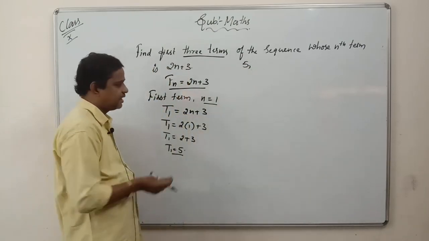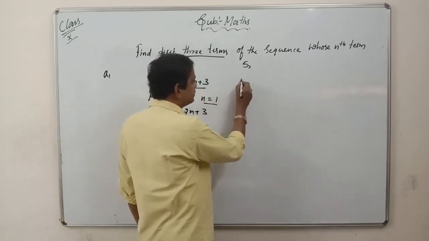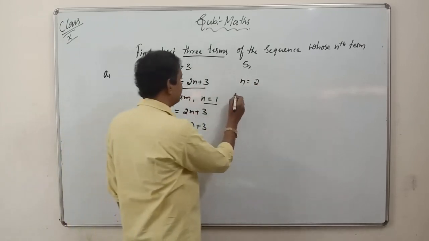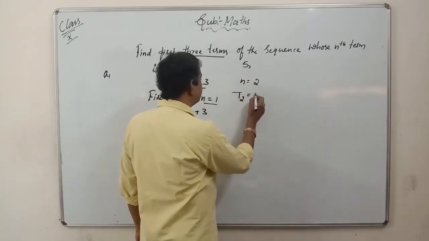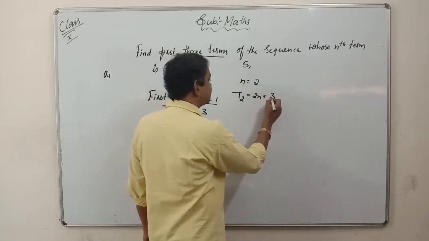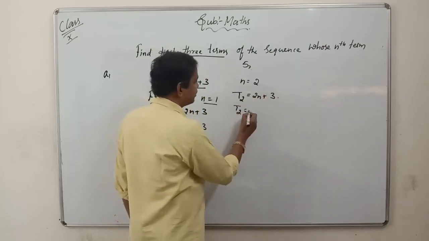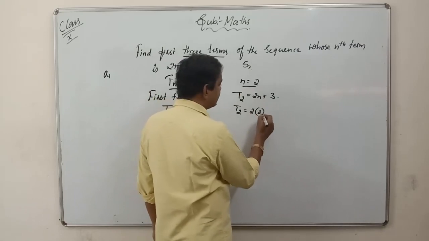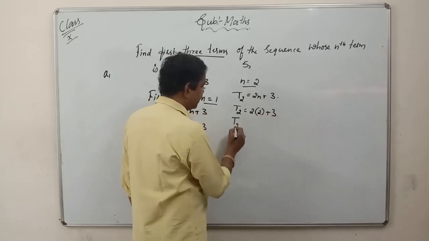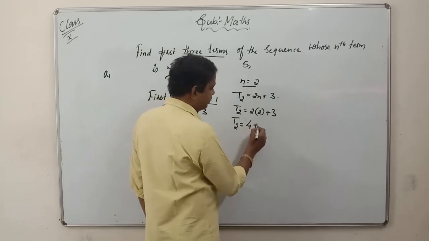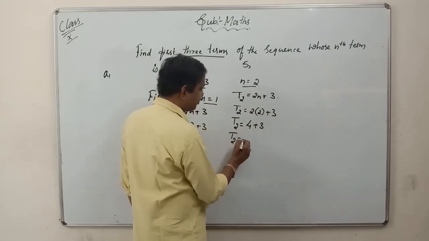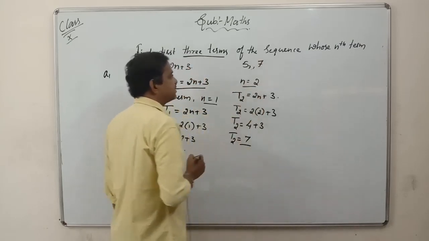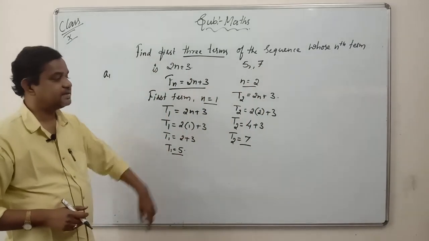Now find the second term. Same thing. Instead of 1, take n equals 2. If you take n equals 2, you will get T2 equals 2n plus 3. So T2 equals 2 of, in the value of n we have 2, plus 3. So T2 equals 2 into 2 is 4, 4 plus 3. So T2 equals 7. So the second term is 7. What is the first term? The first term is 5. The second term is 7.